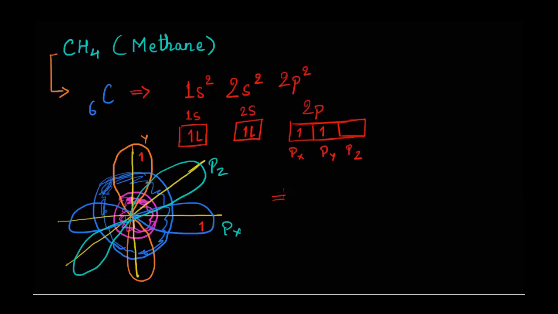Now what happens when it is trying to bond with hydrogens? Hydrogen has an electronic configuration of 1s1, so there is one unpaired electron in the 1s orbital. If carbon has to bond with 4 hydrogens, it should have 4 unpaired electrons. Then the 4 hydrogens will bond with the carbon.